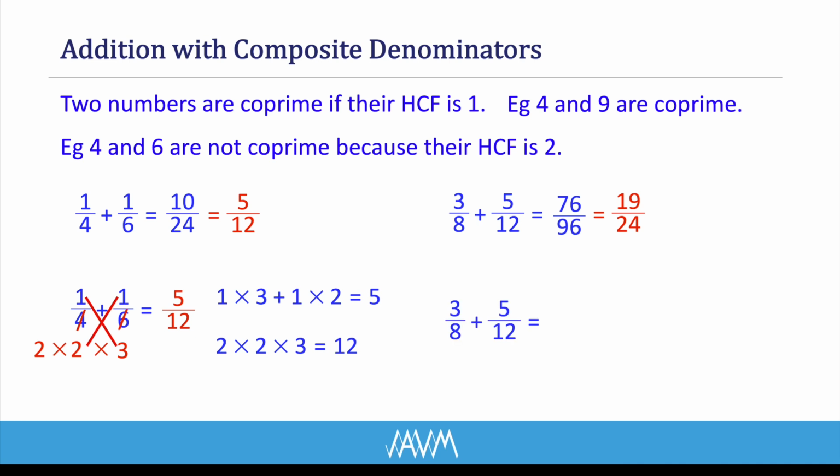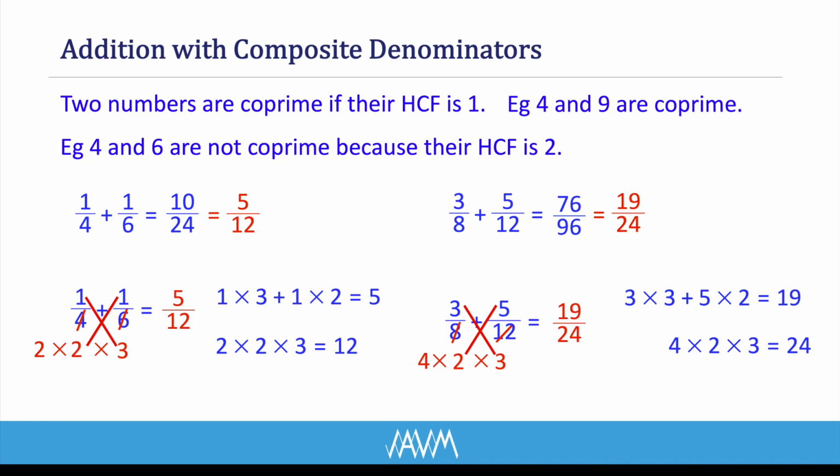However, if we take out the highest common factor of 8 and 12, then we can avoid the simplification at the end. So we could write down 4, and 8 divided by 4 is 2, and 12 divided by 4 is 3. So we now use these two new denominators, 3 and 2. 3 times 3 is 9, 5 times 2 is 10, 10 add 9 is 19, and then multiply all the numbers at the bottom together to give 4 times 2 times 3 is 24. So the answer is 19 over 24.